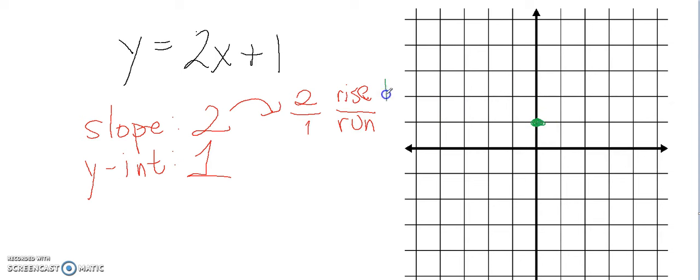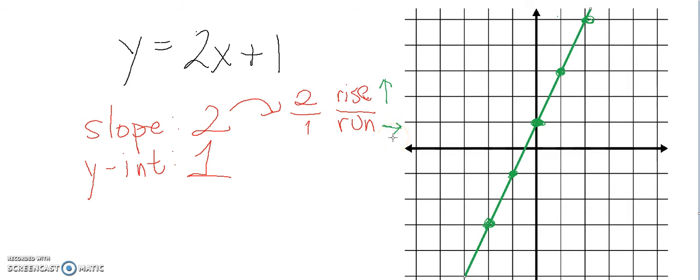Rise when it's positive means going up, and run when it's positive means going to the right. So I'm going to go up 2, to the right 1, and put a dot. I'm going to go up 2 and to the right 1 again. Now, the other thing it can mean is, let's say they were both negative. Well, then my slope, being a negative divided by a negative, would be positive. So I can actually do the opposite of that, and I can go down 2, left 1, and as you can see, it falls in line with the others. And then once I've graphed those points, I can connect them to make my line.